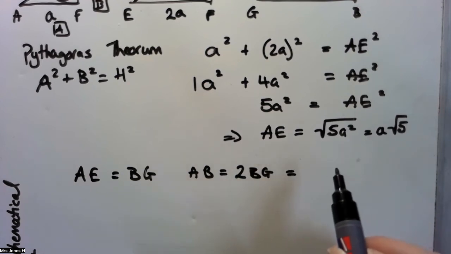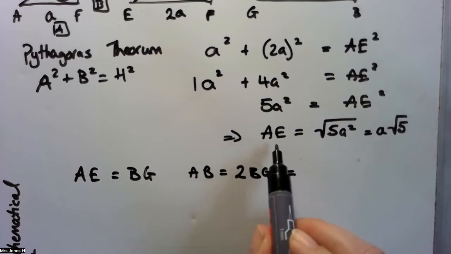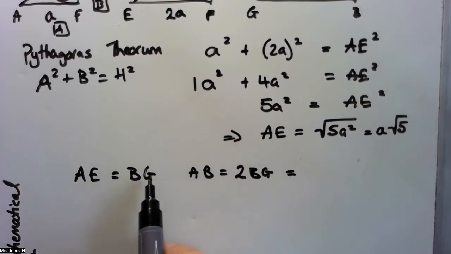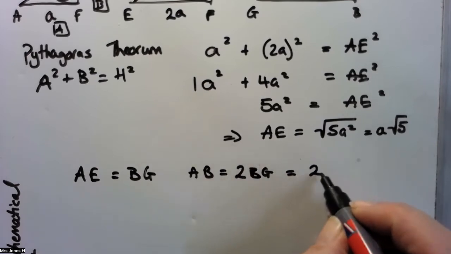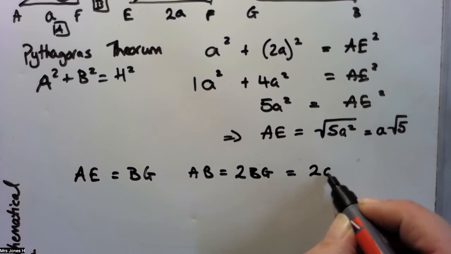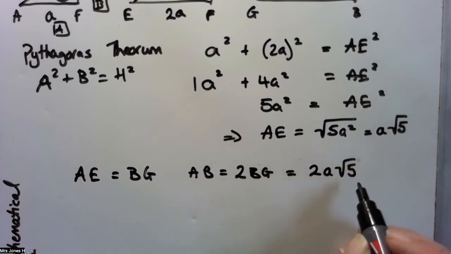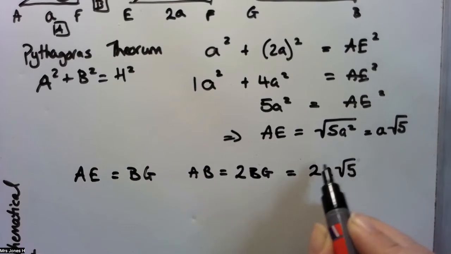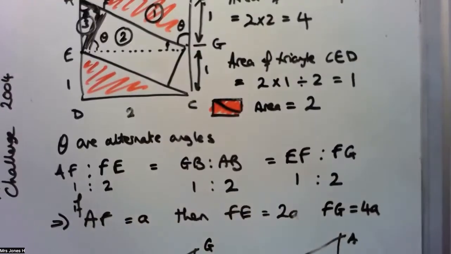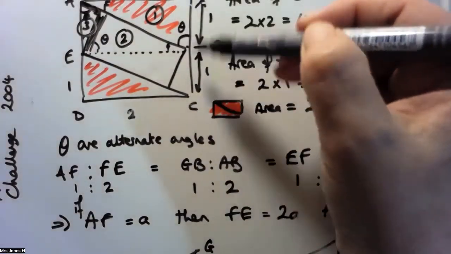And because we know what AE is, BG, we can substitute in 2BG here. So it's 2 multiplied by A root 5. And this is the same as one side of the square. So this is what we can call one side of this square here.